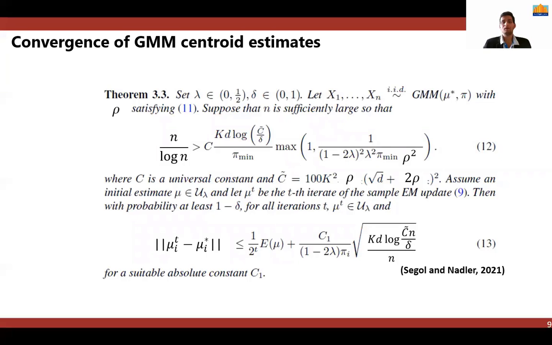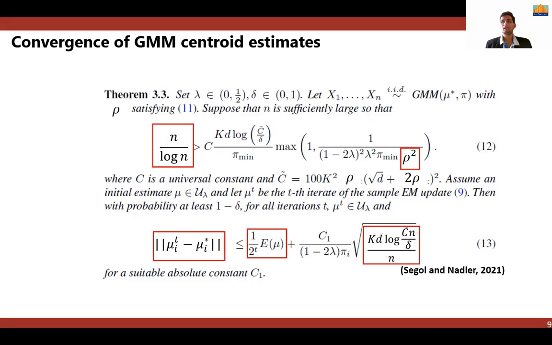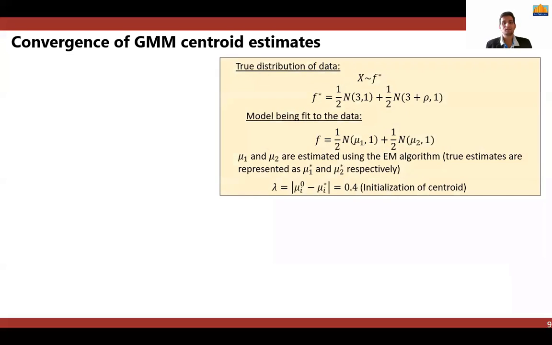In the first part of the theorem, we see the ratio of n over log n is inversely proportional to the squared separation of the Gaussian centroids. In the second part of the theorem, the convergence rate is given as a bound for subsequent iterations. This bound gets tighter as the sample size increases. We used a simple numerical example to study the theorem. We consider the true distribution F star with the centroids separated by ρ. We consider the distribution F with unknown centroids μ1 and μ2 to be estimated.